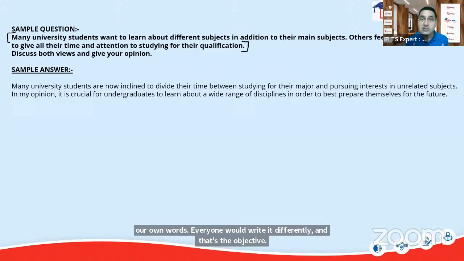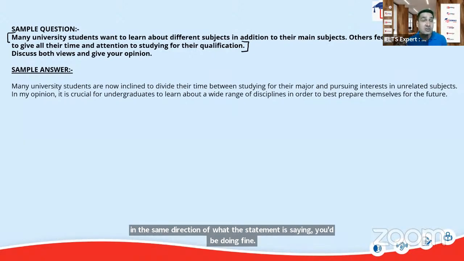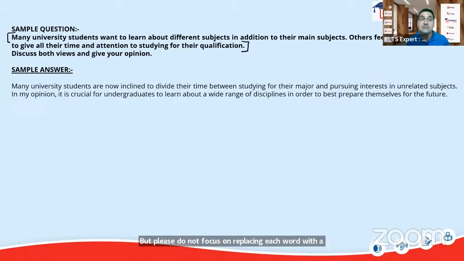So do not focus on replacing each word with a synonym, otherwise it would denote no meaning. The essence should remain intact. If you're somewhat in the same direction as what the statement is saying, you'd be doing fine. But please do not focus on replacing each word with a synonym. It would make no sense. Now, if you look at the introduction, many university students are now inclined to divide their time between studying for their major and pursuing interests in unrelated subjects.